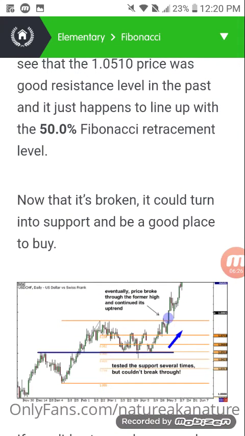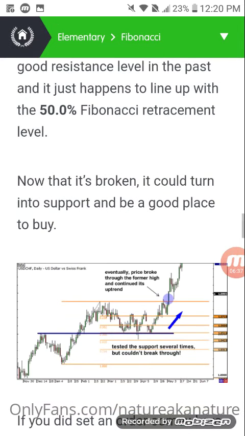Now that it's broken, it could turn into support. Once price breaks through that 50 or that last resistance, that resistance is now support. Now that it's broken, it turns into support and could be a good place to buy, because we want to buy at the support level, one of these Fibonacci support levels. When price retraces back to one of these Fibonacci support levels, that's when we want to buy.